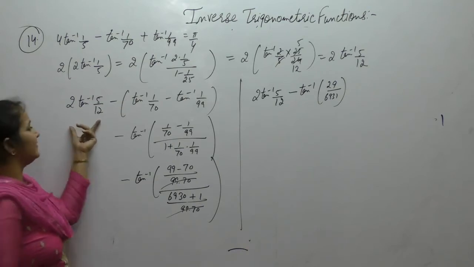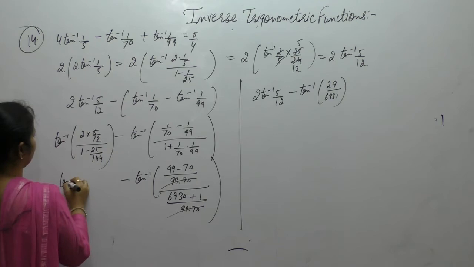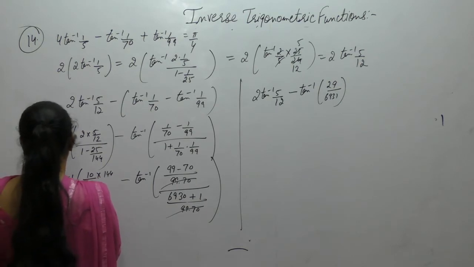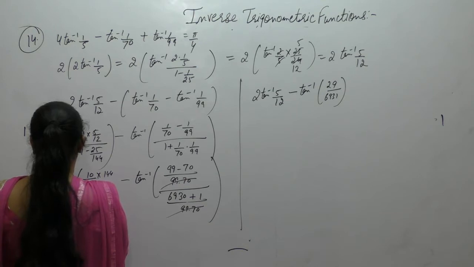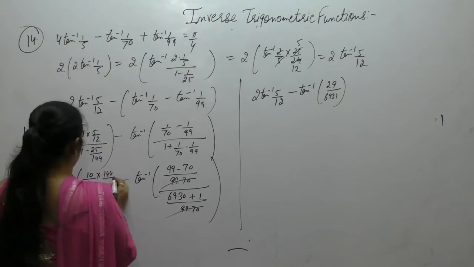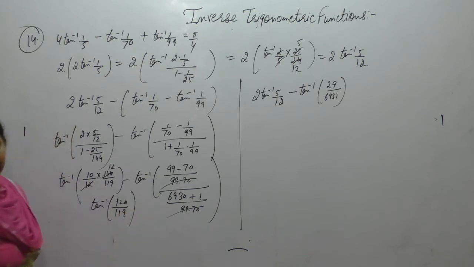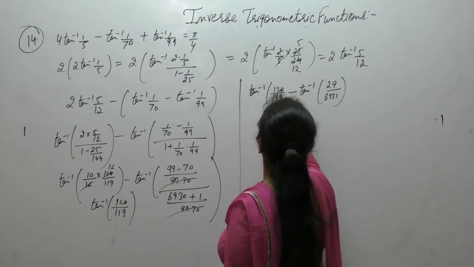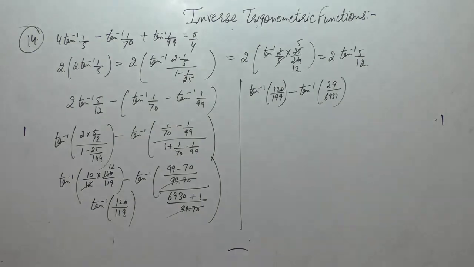Again here apply for 2 tan inverse x, that is equal to tan inverse 2x upon 1 minus x square. So tan inverse 2 into 5, 10 by 12 and 144 minus 25. So we get it as tan inverse 120 upon 119. Instead of this, we can write it as tan inverse 120 and 119. Cancel it. 29.